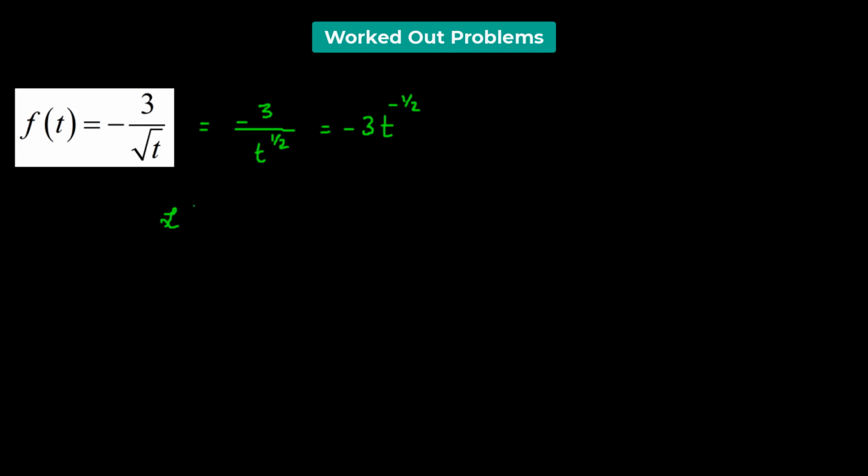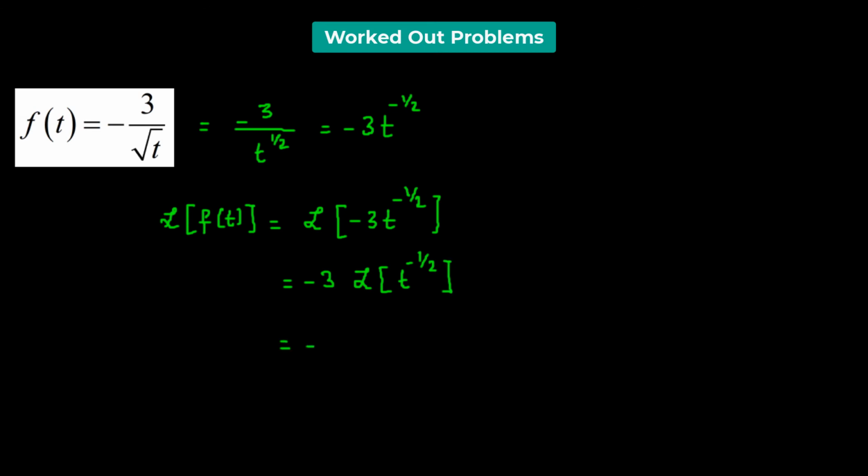So the Laplace transform of the given function f of t will be equal to the Laplace transform of -3 times t raised to the power of -half. Now -3 is a constant, so we can pull it out of the operator. So we have -3 times the Laplace transform of t raised to the power -half. So that gives us -3 times, now we have t raised to the power of -half.